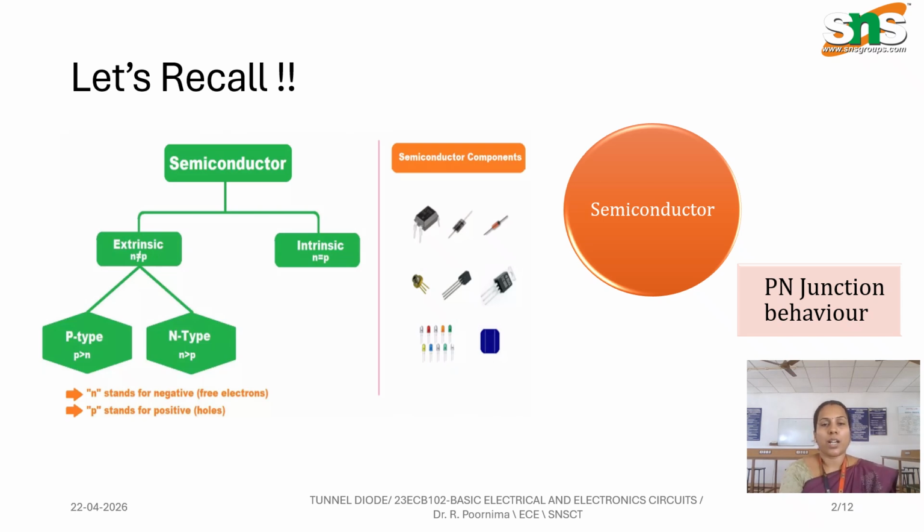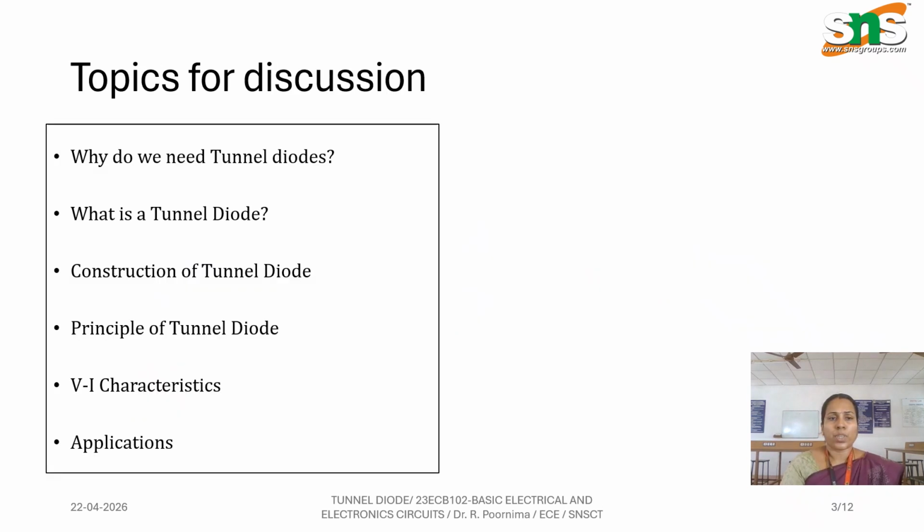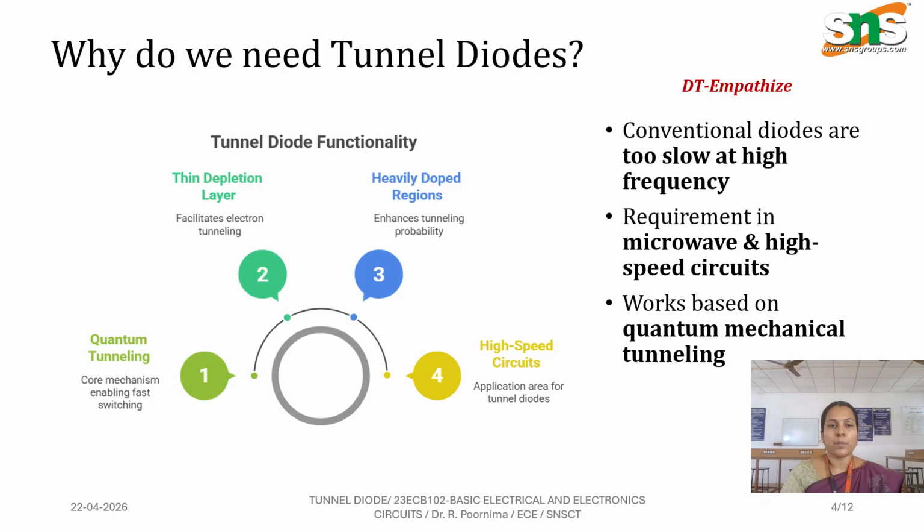So normally we have a PN junction diode, Zener diode. So in semiconductor devices, coming to special semiconductor devices which are used in high frequency operations, one of the diodes is tunnel diode. So we are going to discuss about the construction, the characteristics and applications of tunnel diode in this lecture. So first of all, let's discuss what is the need for tunnel diodes.